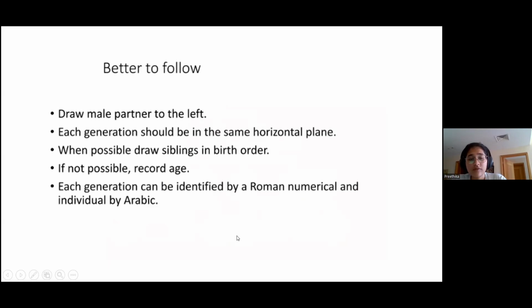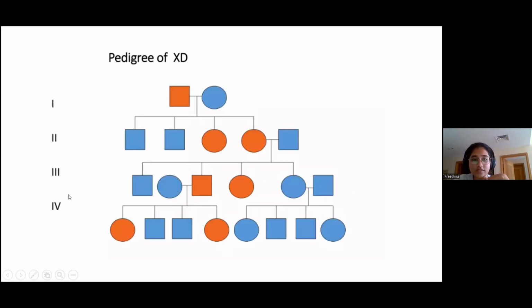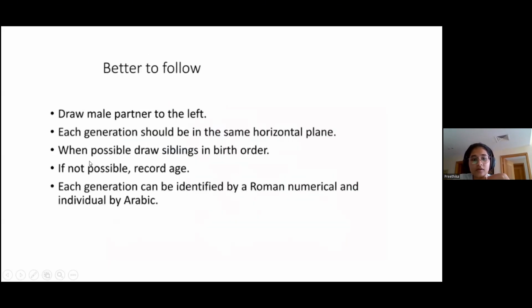Some advice and tips for pedigrees: always draw the male partner to the left, and each generation should be in the same horizontal plane. Maintain that, because if you don't, you might think that the first generation belongs to the second generation and it gets chaotic. And whenever possible, draw siblings in birth order, and if that's not possible, record the age. Then each generation can be identified by Roman numerals. As you can see here.